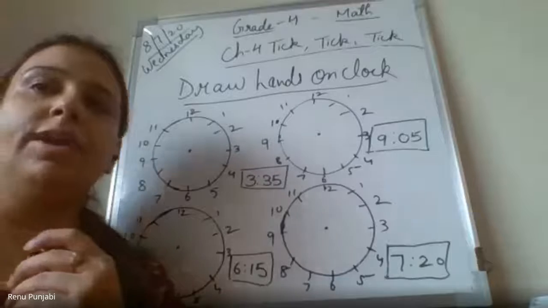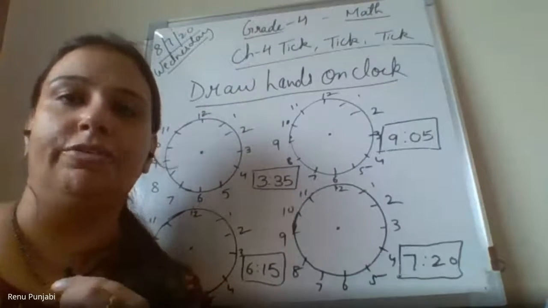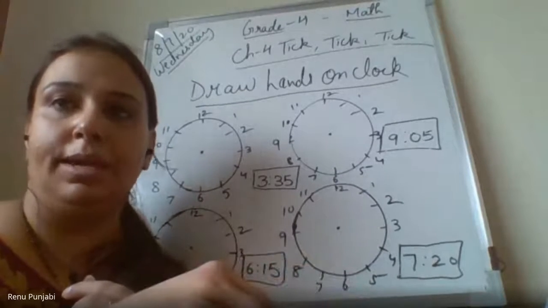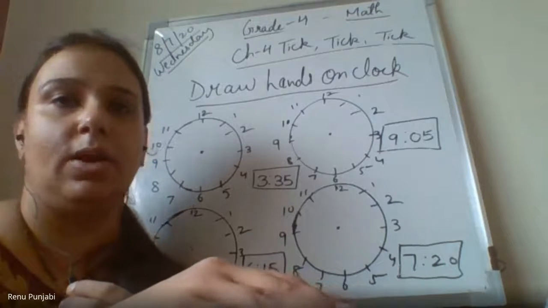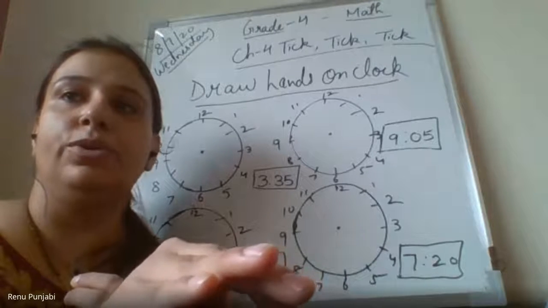Wait till ma'am says bye. Today we have revised our class. We have done the revision of reading the time. We have done the revision of AM and PM. And then after that we have learned how to draw the hands on the clock. So now we are ending our class. Hope you all are clear with the topic. Thank you. Bye.